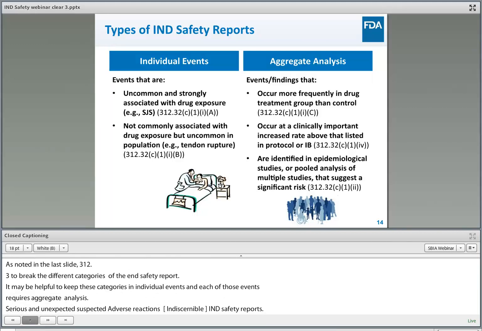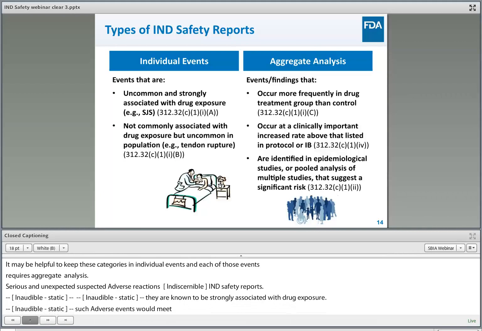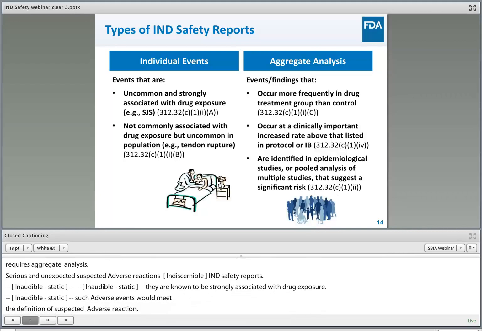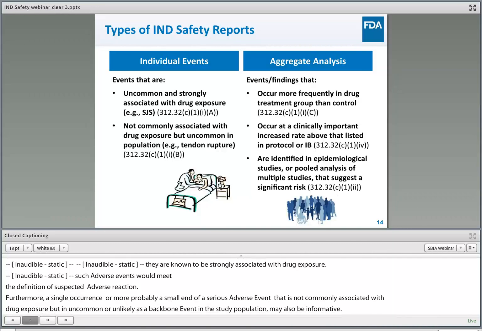Furthermore, a single occurrence, or more probably a small number of occurrences of a serious adverse event that is not commonly associated with drug exposure but is uncommon or even unlikely as a background event in the study population may also be informative. Besides these individual events, it could be that a serious and unexpected suspected adverse reaction is actually identified in the aggregate. For instance, such adverse reactions may be identified when an event occurs more frequently in a drug treatment group than in the control group.